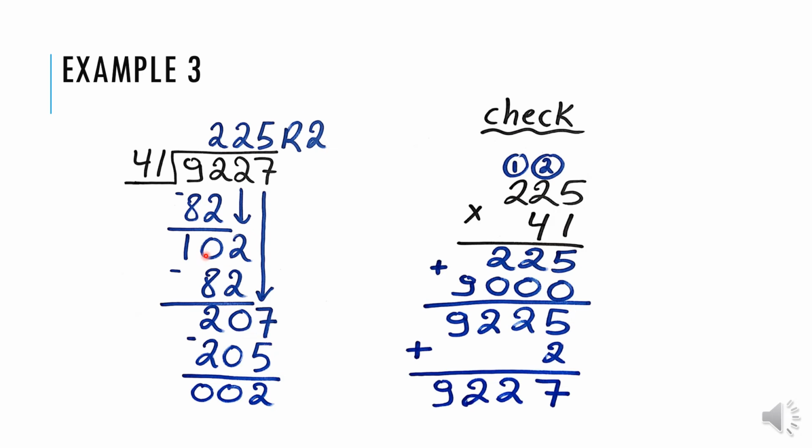What's 41 times 2? It's 82. Now I have to subtract. 102 minus 82, you'll get 20. Now you bring down the 7. Now I have 207. I ask myself, how many 41s do I need to get 207 or almost 207?